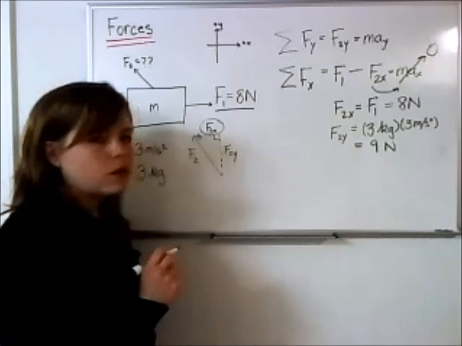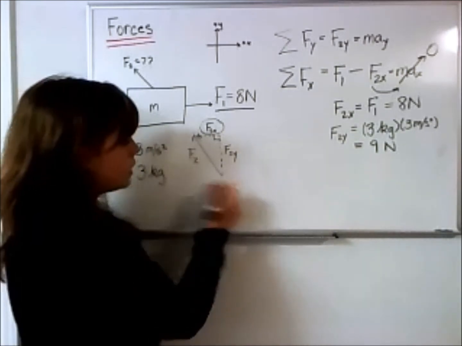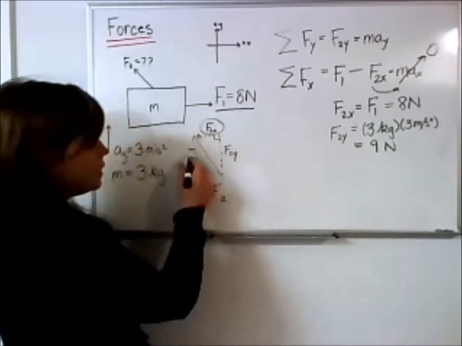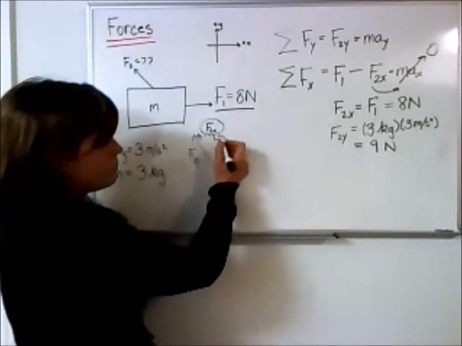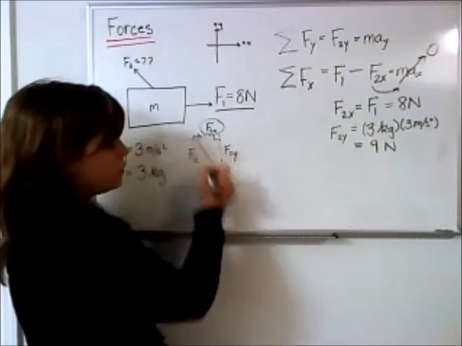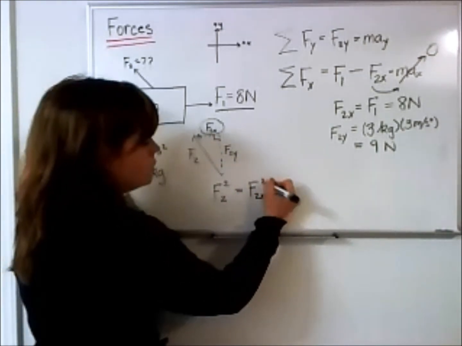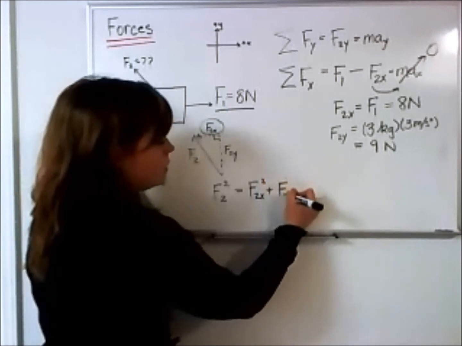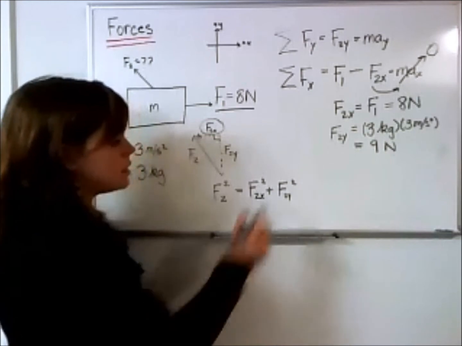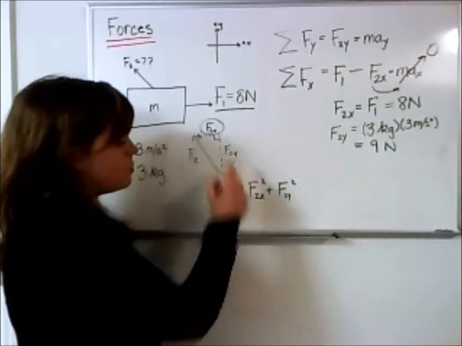So now we're going to use a little more trig, and we're going to write the Pythagorean theorem. Because this is a right triangle, we'll get F2 squared, so the magnitude of this force squared is going to equal F2x squared plus F2y squared. Okay? So this is giving us a relationship between the magnitudes of each component and the magnitude of that total force.